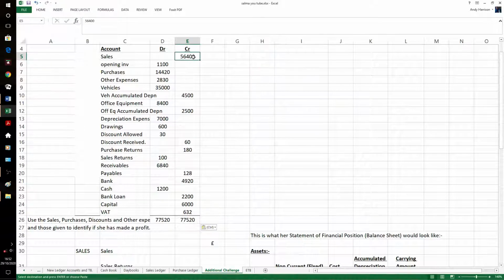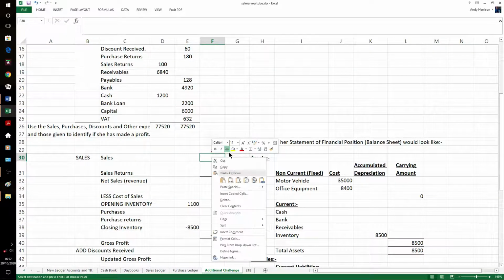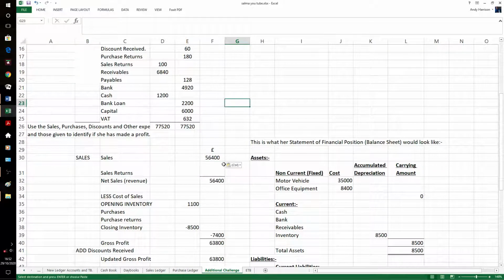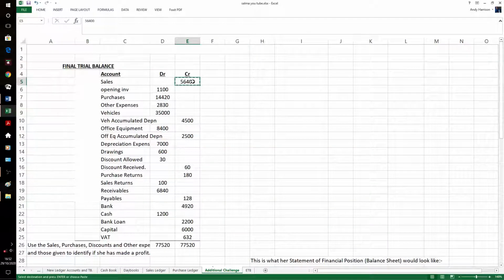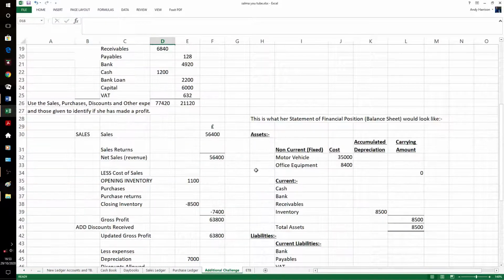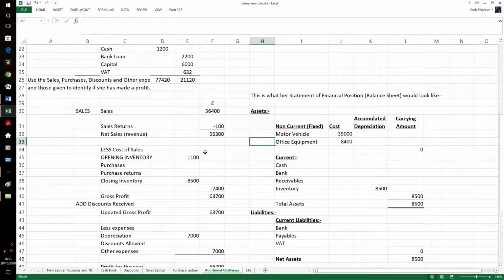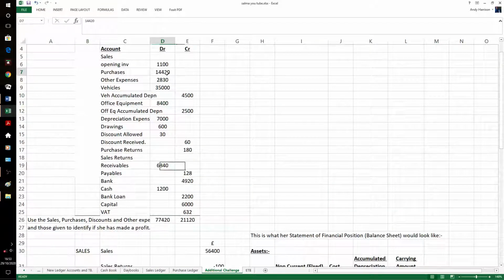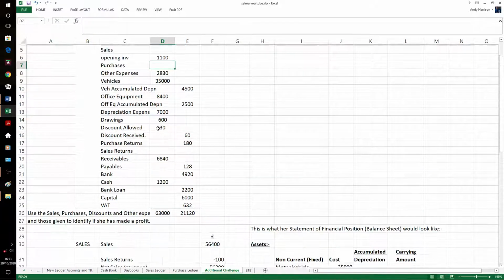So sales. If I cut that, actually no, I need to copy it, because I need to paste the number. But remember, sales returns, I can remember that one. Minus 100. So our net sales are 56,300. The opening inventory was there at the start of the year. Purchases 14,420.